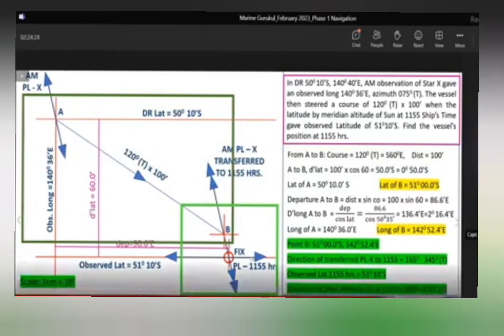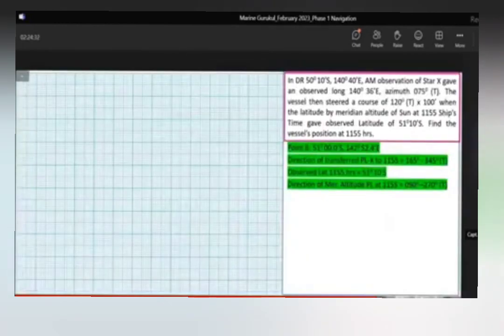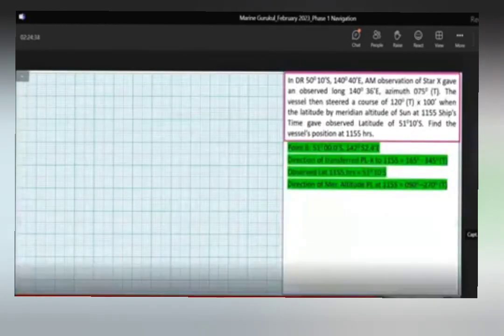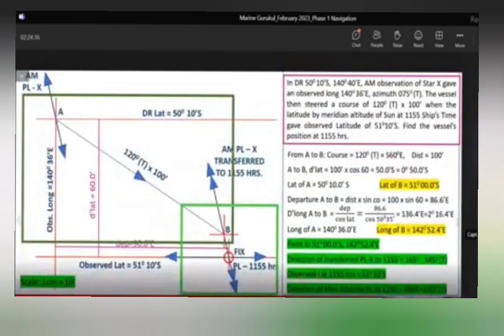Okay, so we have the B position. Now we have the information to make a simultaneous plot. Let's make it. Now having got the point.